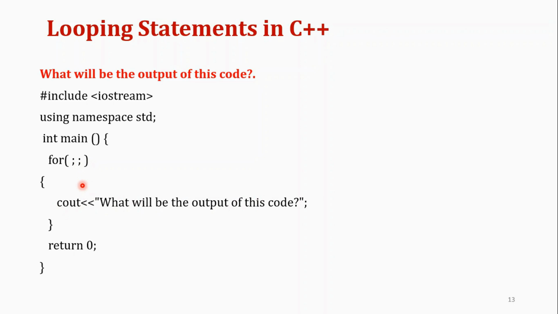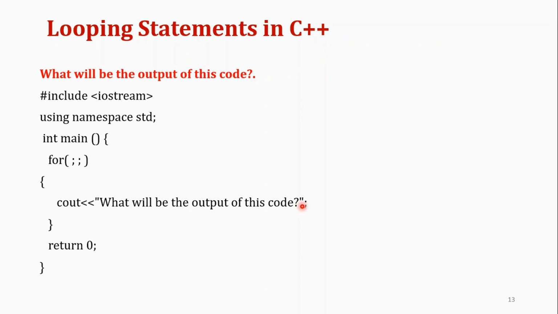Yes, the output will be that this for loop will be iterating an infinite number of times. It doesn't have any initialization, and it doesn't have any upper condition. Since there is no condition, it keeps on iterating, and the loop body will be repeated an infinite number of times. That is the output of this code. The cout statement will be printed to the output screen an infinite number of times. If you want, you can check it out in any online compiler or your C++ compiler.